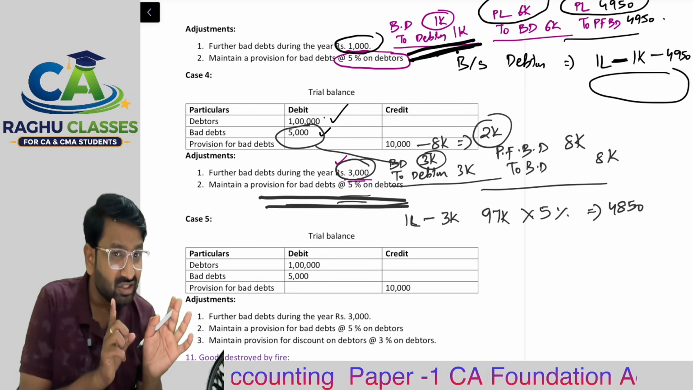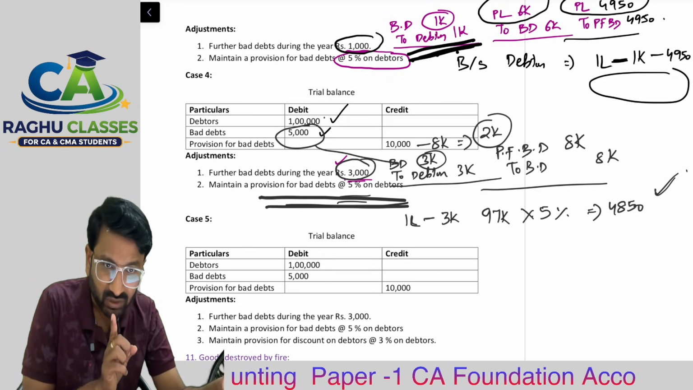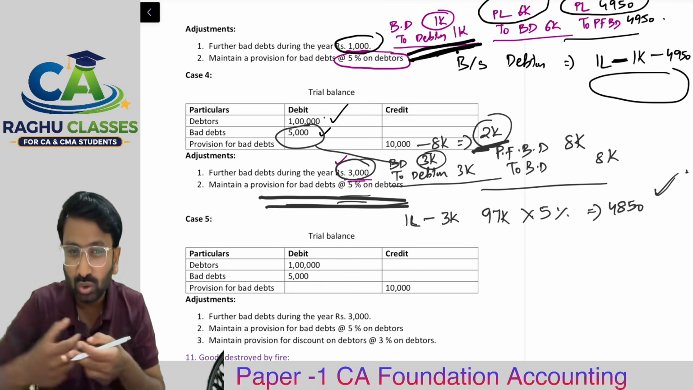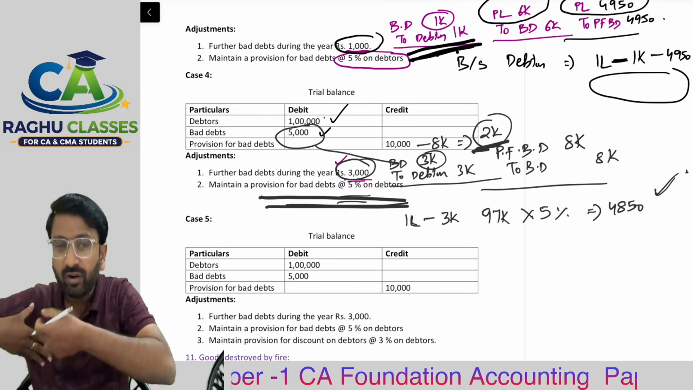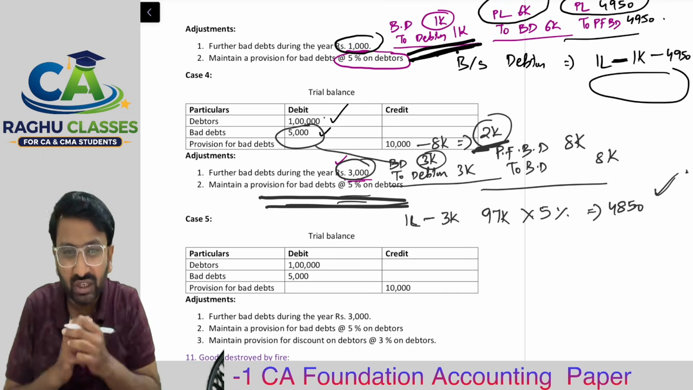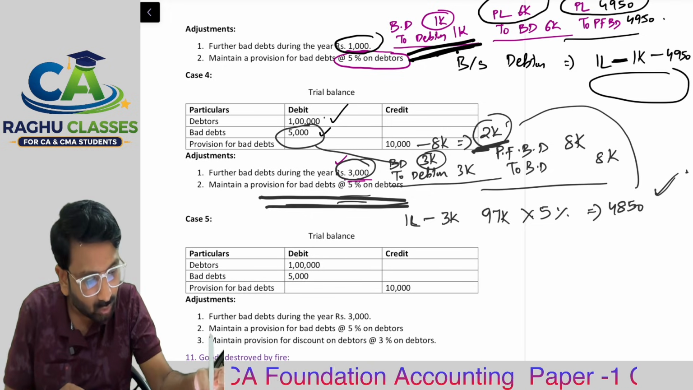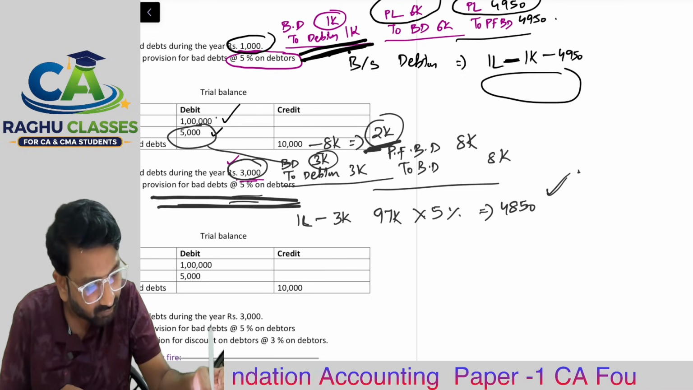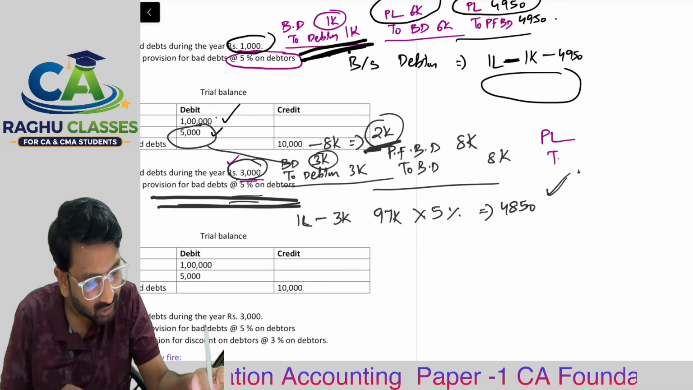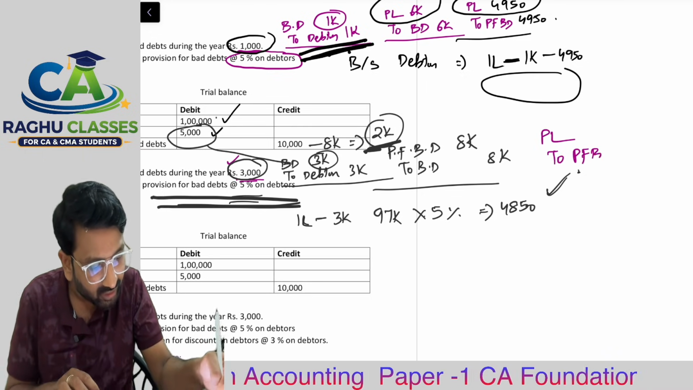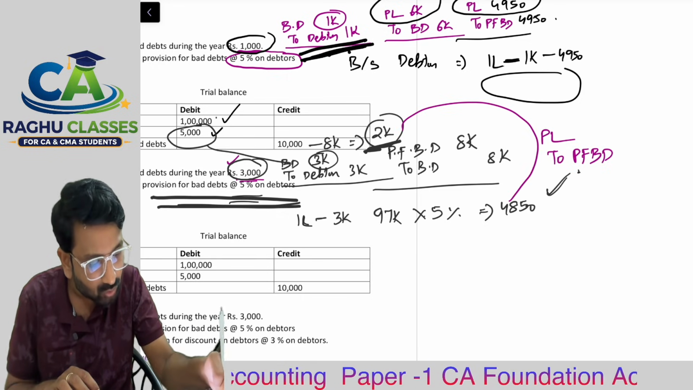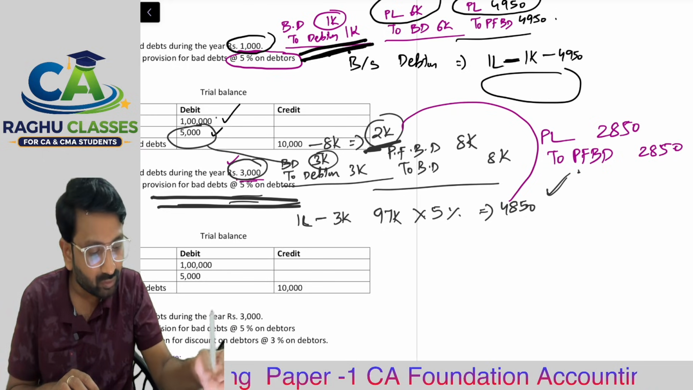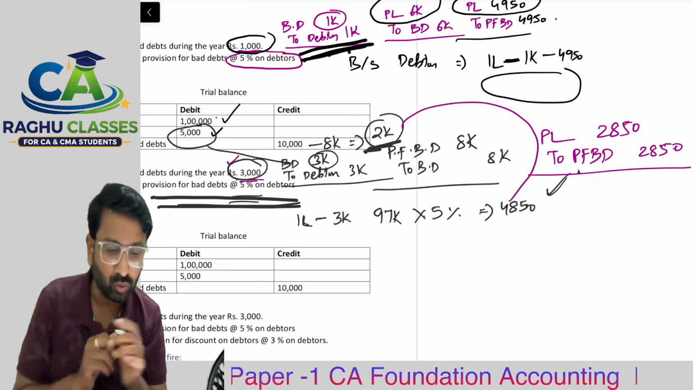But I don't create this much. I want to maintain this much. We already have 2K in the pocket. We didn't use it completely. So 2,000 is already there. From 2,000, I want to make it 4,850. So I'll take the difference and create a provision only for the difference. So P&L account debit to provision for bad debt. I'll create the difference of these two, 2,850. This is how the accounting is going to be.